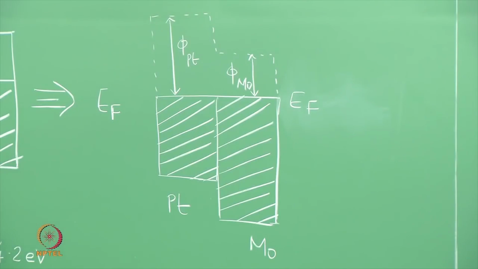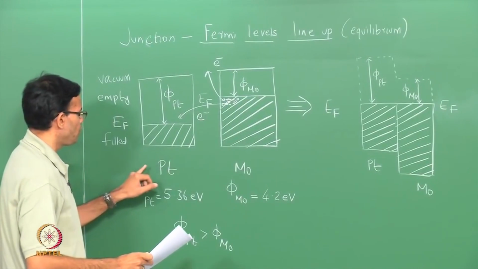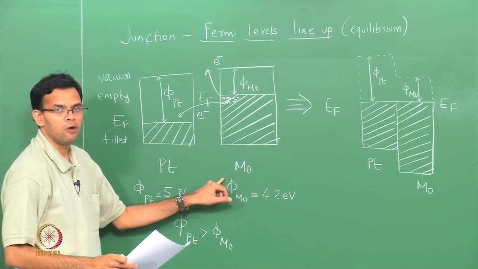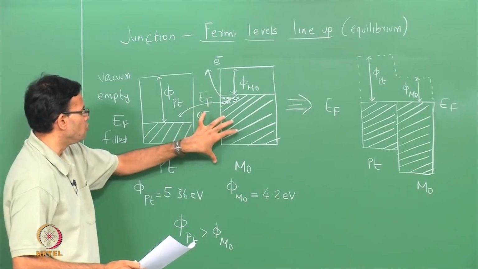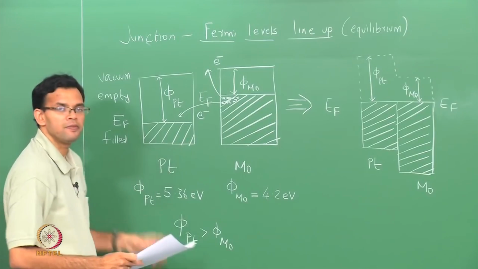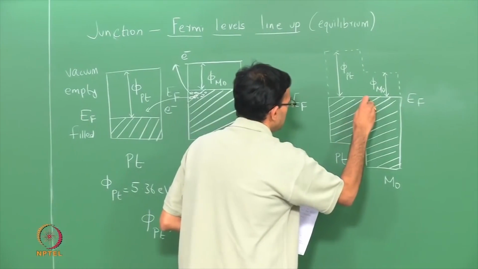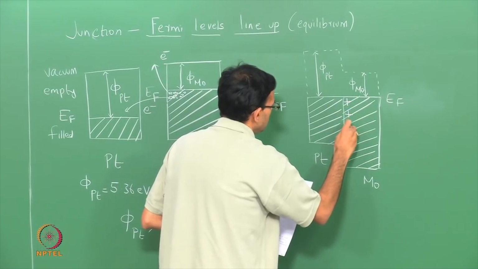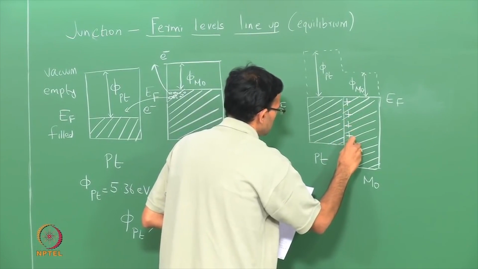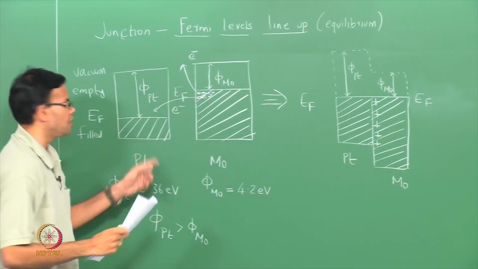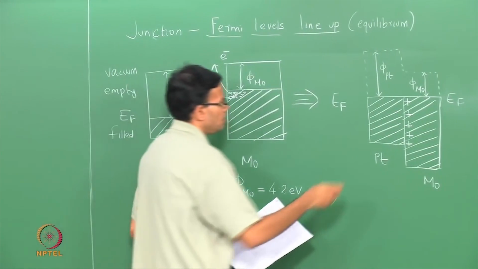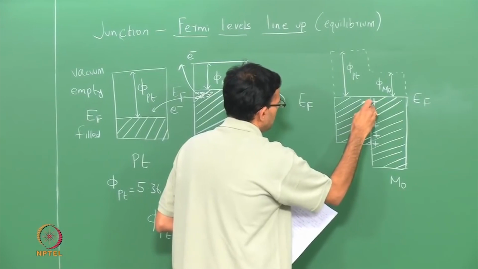So, in this diagram we said that when we form the junction between platinum and molybdenum, electrons move from moly to platinum. So, when electrons move, a net positive charge is created on the molybdenum side, and when these electrons move to platinum, a net negative charge is created.